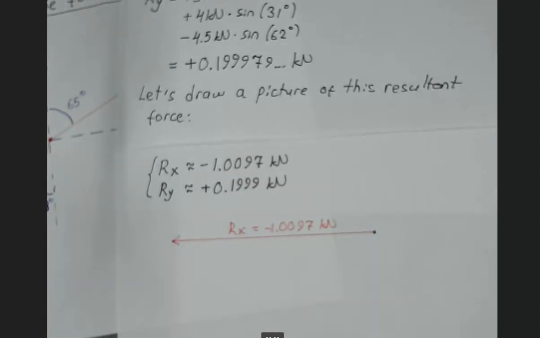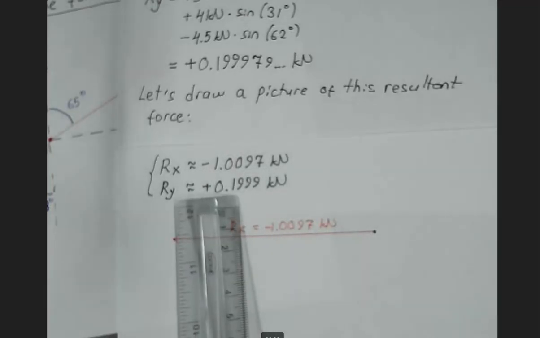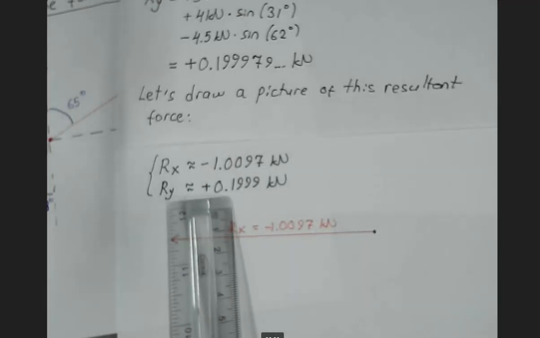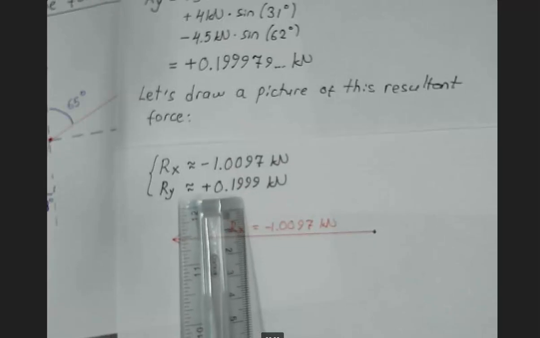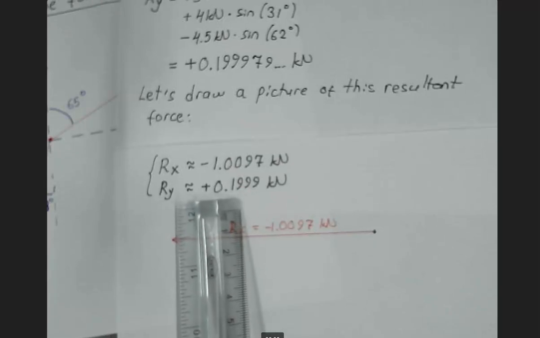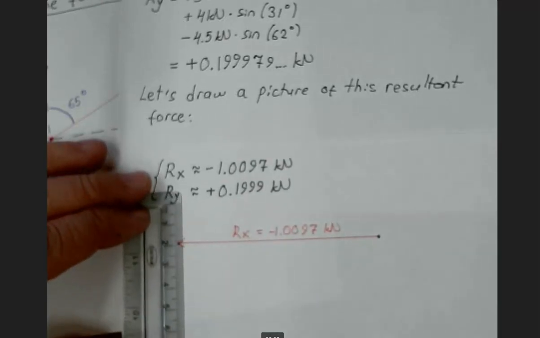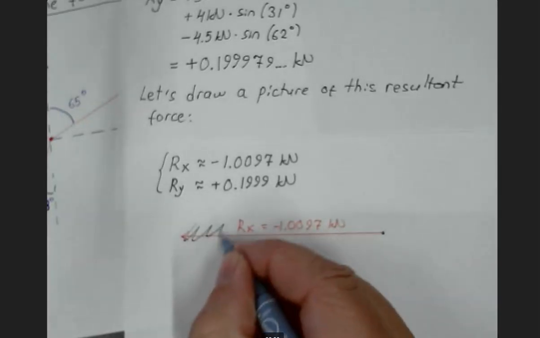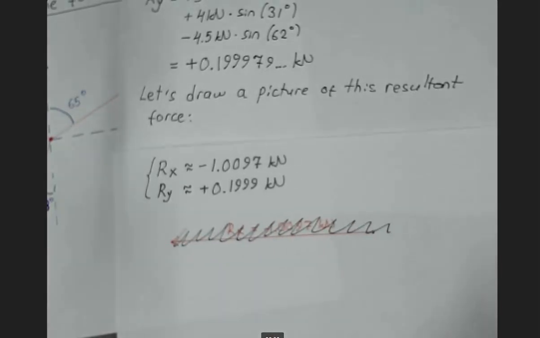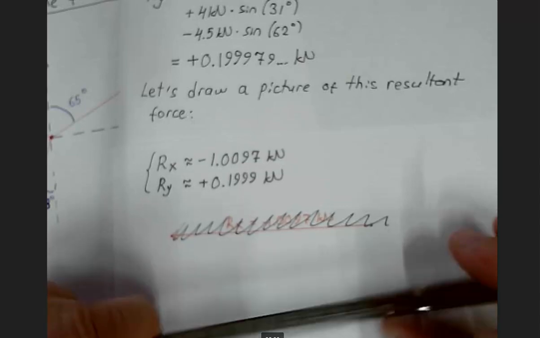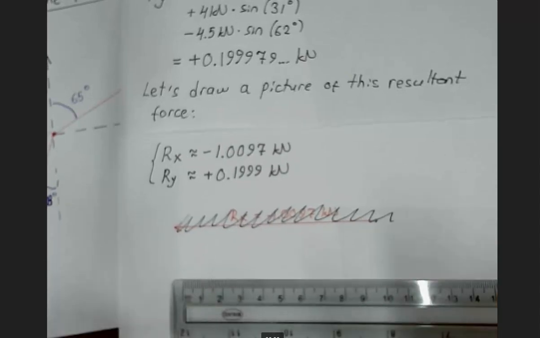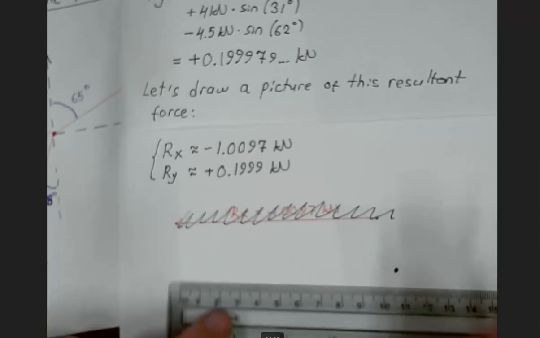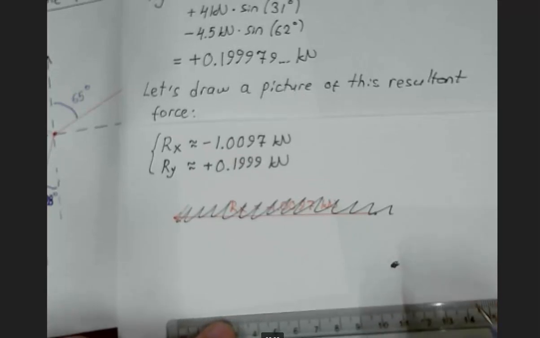And then this Ry is approximately 0.2 kilonewtons, so that will go. Again I draw a bad drawing. Let's draw a better drawing. So here is my starting point, and again I am doing.